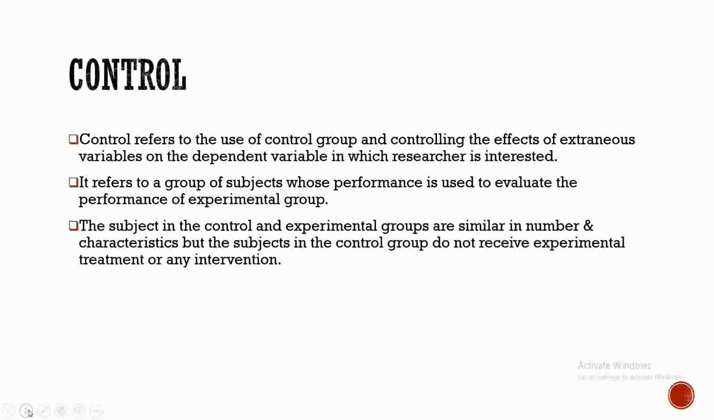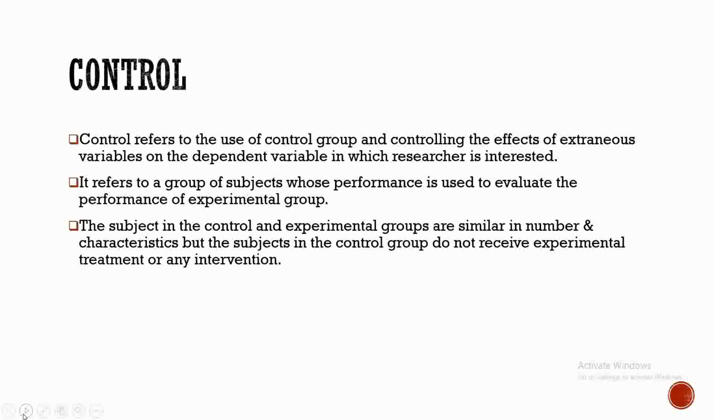The third characteristic is control. It refers to the use of a control group and controlling the effects of extraneous variables on the independent variable. An extraneous variable is one which is not being studied intentionally during an experiment. As we can see, it is written that control refers to the use of a control group and controlling the effects of extraneous variables on the independent variable in which the researcher is interested.